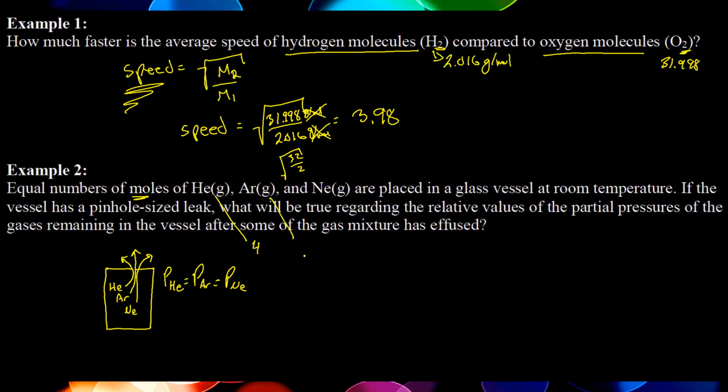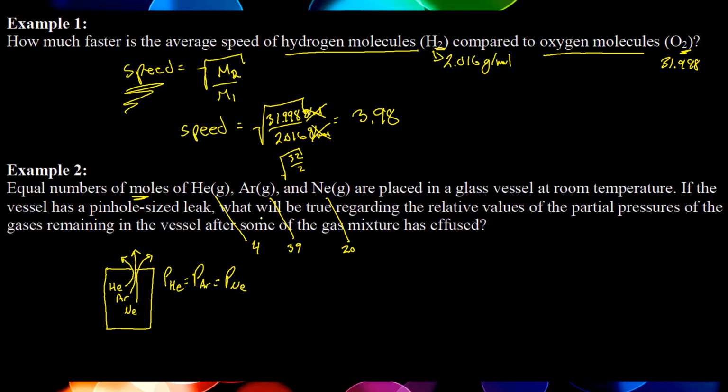Argon's molar mass is 39. Okay, actually, I think it should round up to 40, but you get the idea. Neon's molar mass is 20. So you can see we have a big difference in molar mass.